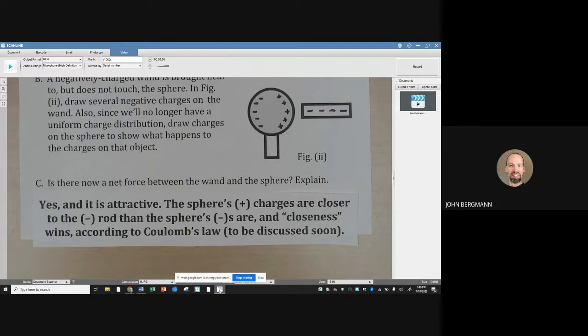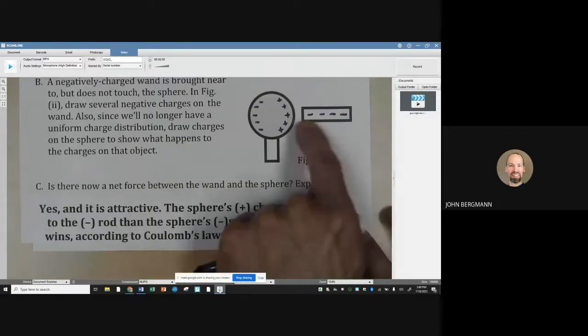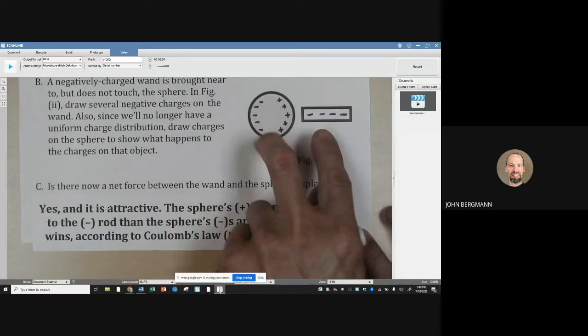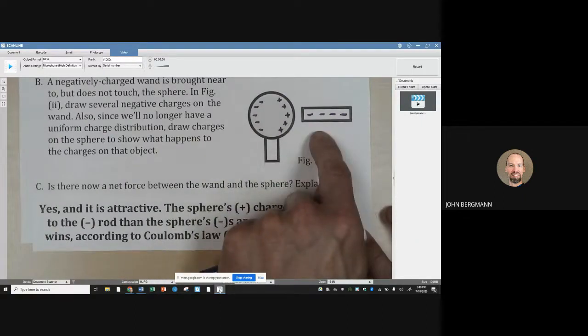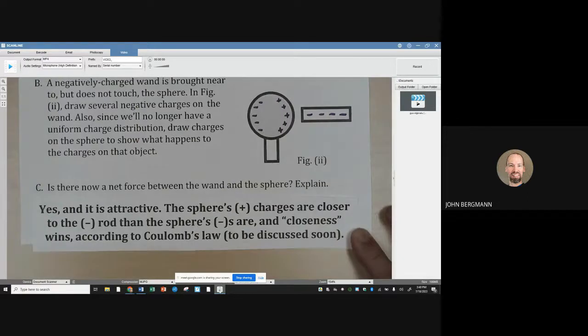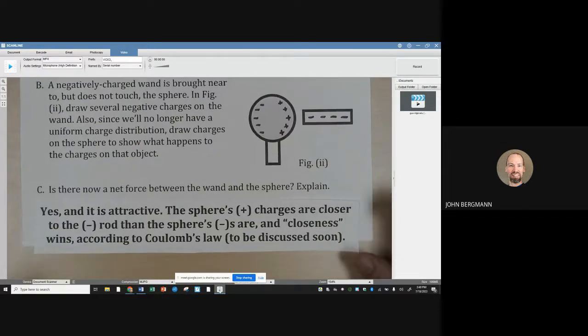But you have an appreciation of this idea already because you've probably worked in your day with magnets, and you know that the strength of a magnet is stronger when it's closer to the iron object, let's say. And that's what we have here. These positive charges are closer to these negatives, and there's an attractive force there. These negatives are further away. That is a repulsive force, but it's a weaker repulsive force because the distance is greater. So the attractive force wins. So there is a net force between the wand and the sphere.